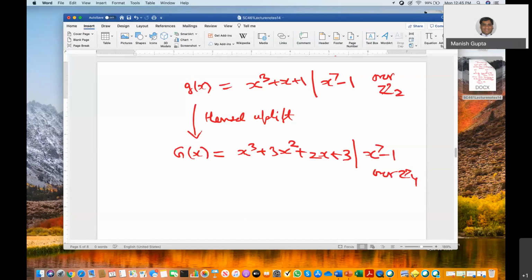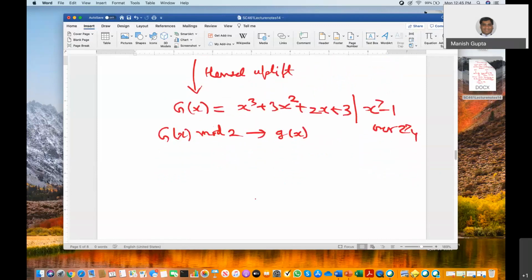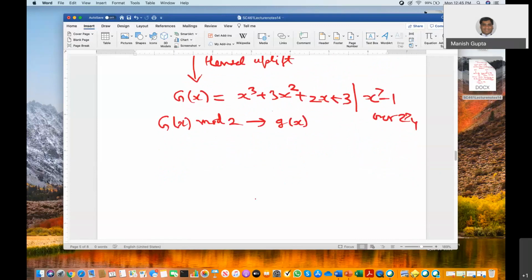So we started with a binary cyclic code, a code generated by the polynomial x cube plus x plus 1, which is a factor of x raised to the power 7 minus 1 over Z2, right? We Hensel uplift to a polynomial G(x) such that when we reduce capital G(x) mod 2, we get small g(x). Hensel uplifting is a way to uplift a polynomial from binary to Z4. Now we actually construct a code using this polynomial over Z4.